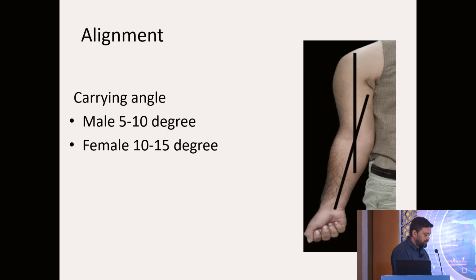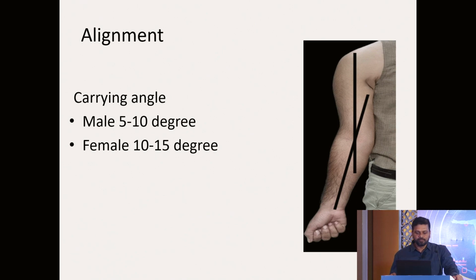Then alignment. So this is the inspection part. Just make an imaginary line from the center of the arm and from the center of the forearm. The intersecting point will be the carrying angle. The carrying angle in the male is usually 5 to 10 degrees normal, and in the female it is usually more as compared to the male. It is 10 to 15 degrees.